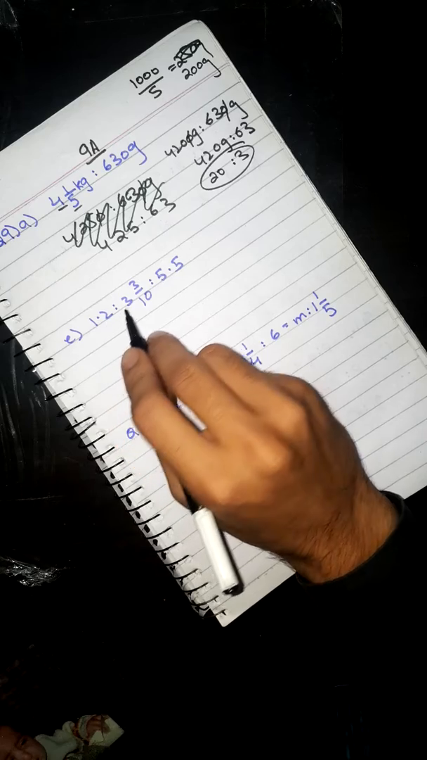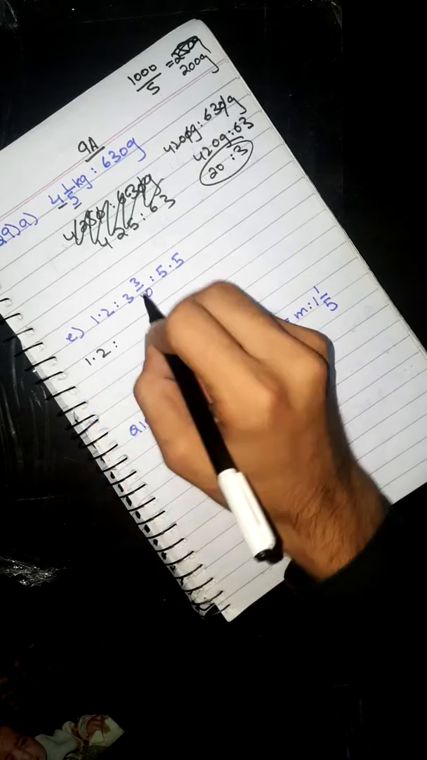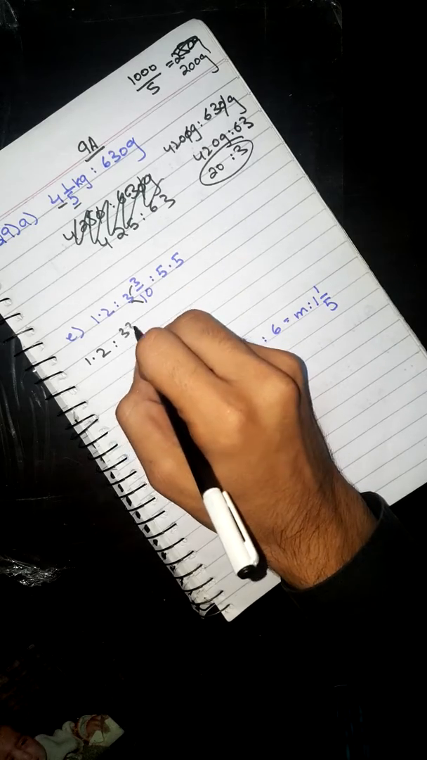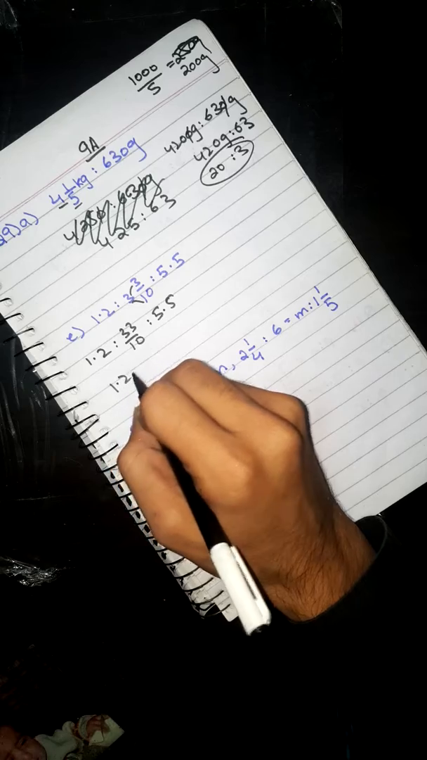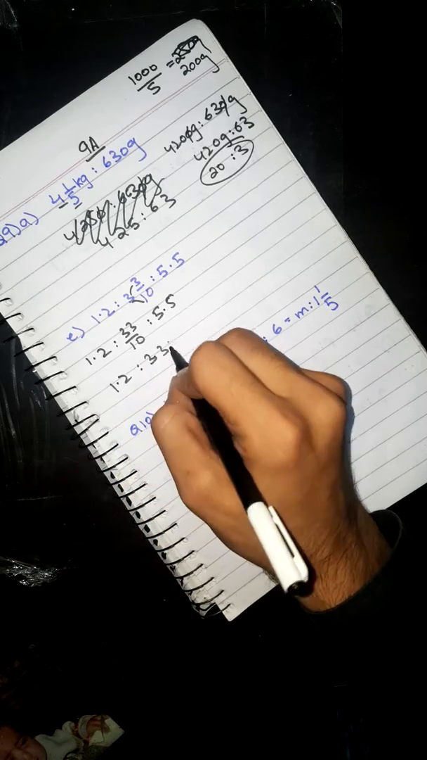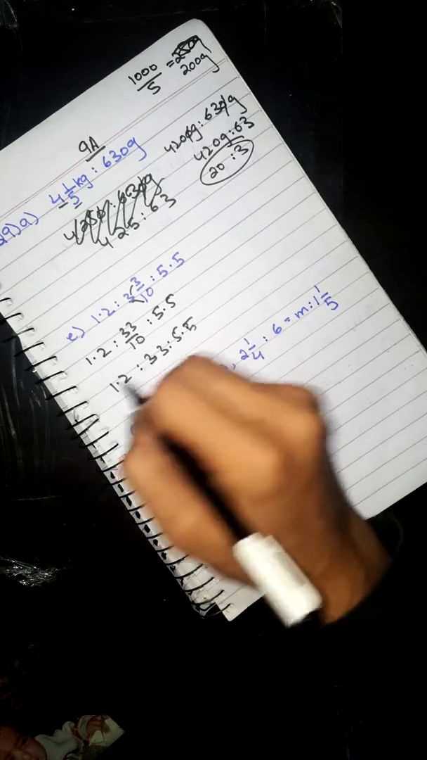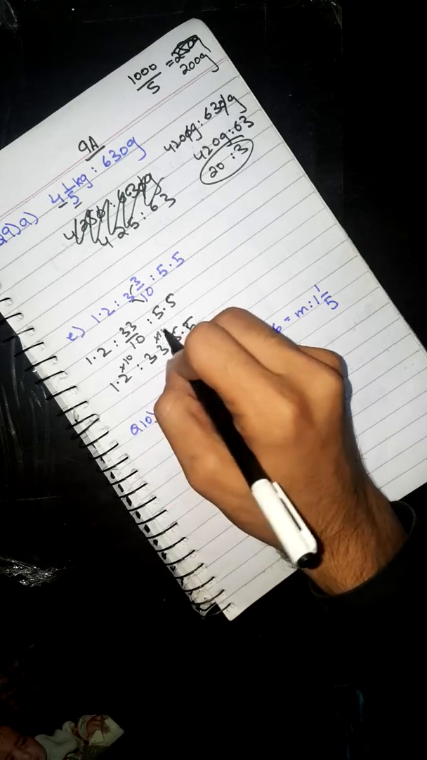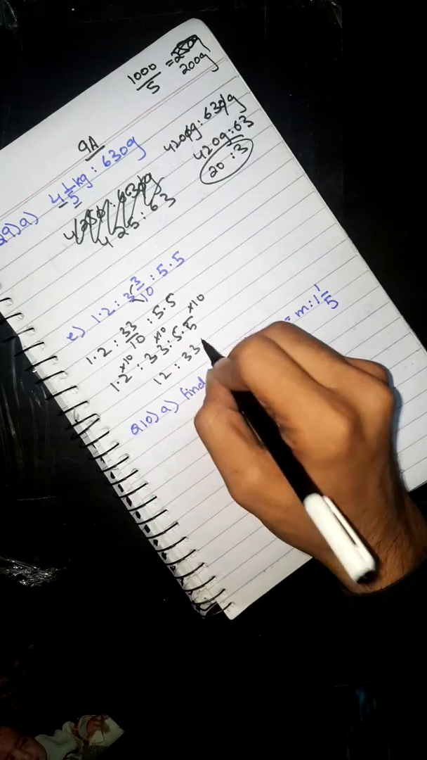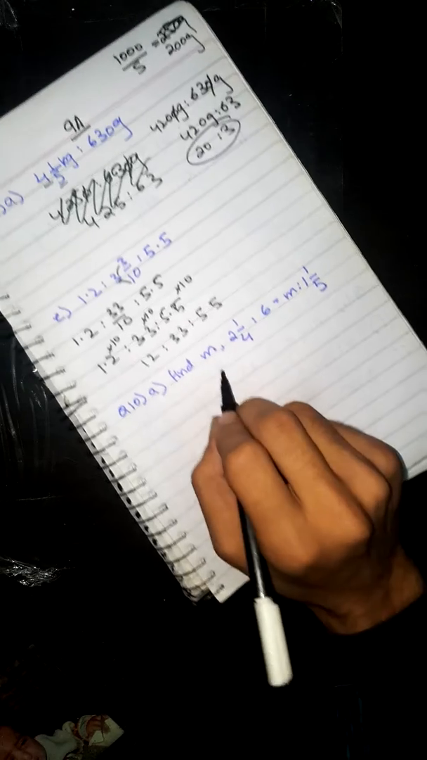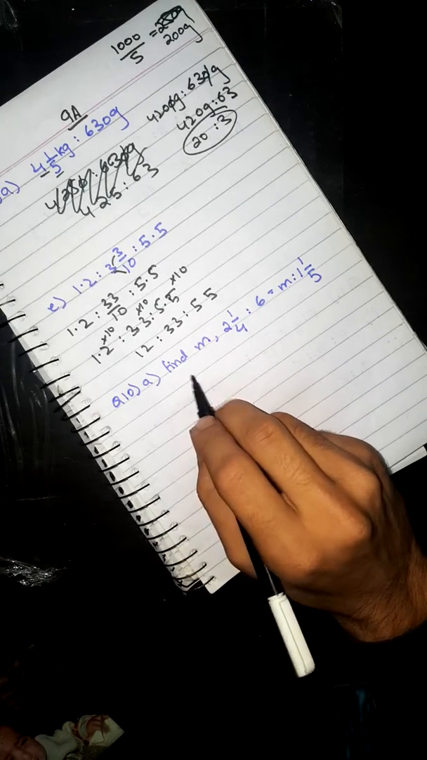Next we have 1.2 ratio 3 whole 3 by 10 ratio 5.5. So 1.2 ratio 3 whole 3 by 10 ratio 5.5, which will be 1.2 ratio 3.3 ratio 5.5. We can multiply with 10 to get rid of the decimal. It will be 12 ratio 33 ratio 55. So that is our final answer.